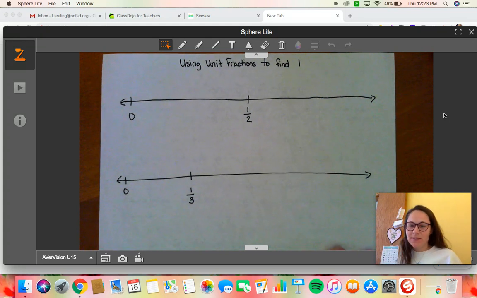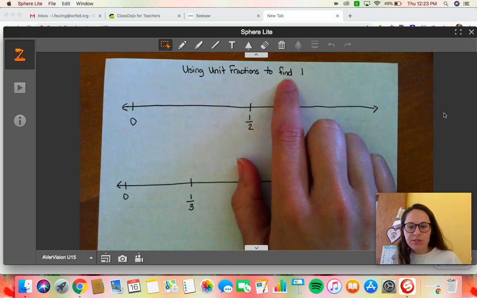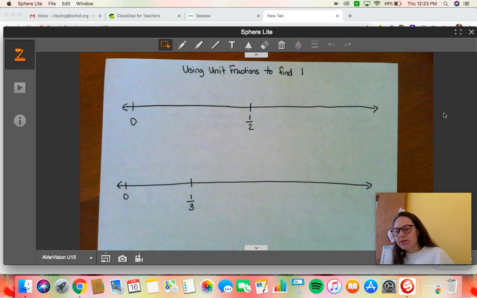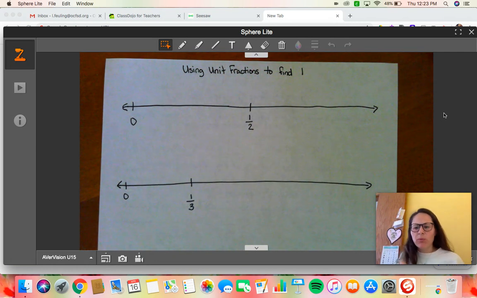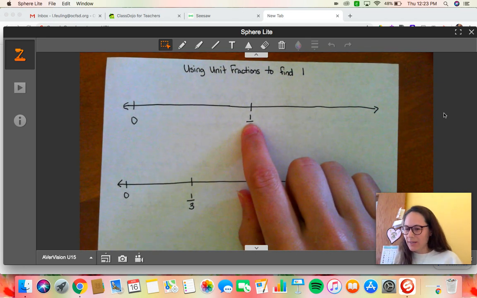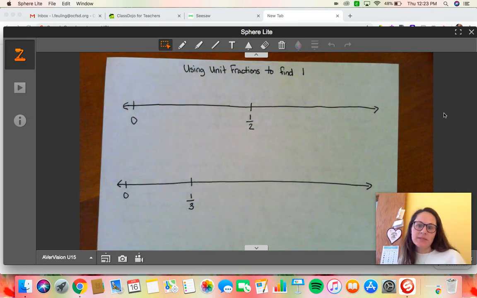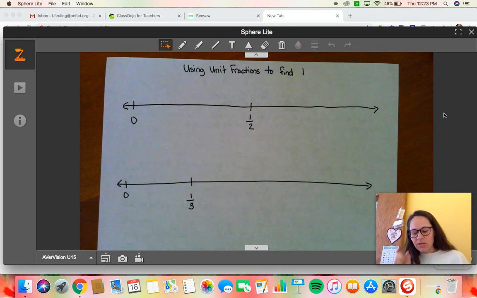We are going to be talking today about using unit fractions to find one whole. Now remember, a unit fraction is any one fraction piece. So usually it's just any fraction that has one on top. So like 1/2, 1/3, 1/4, 1/6, 1/8, all of those, that's the unit fraction. It is just the one piece, okay?